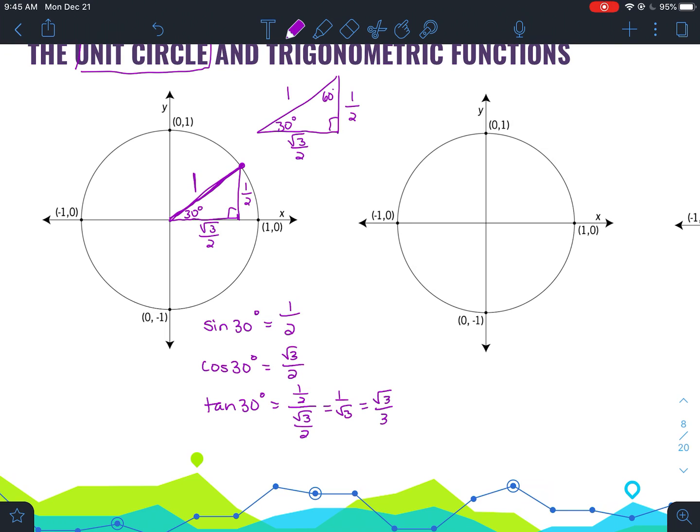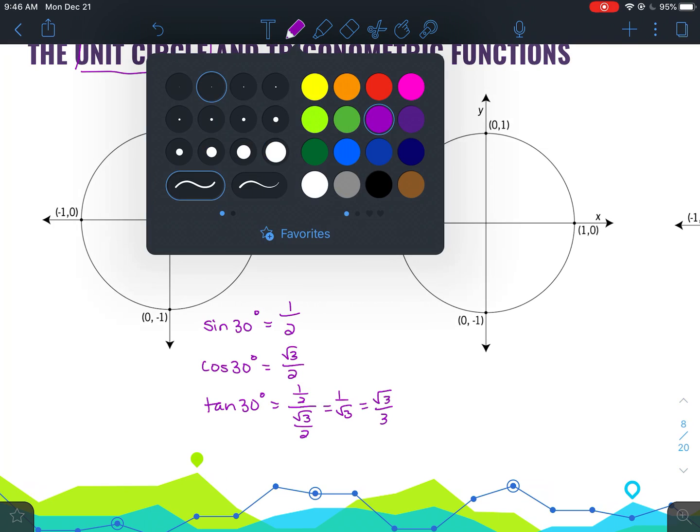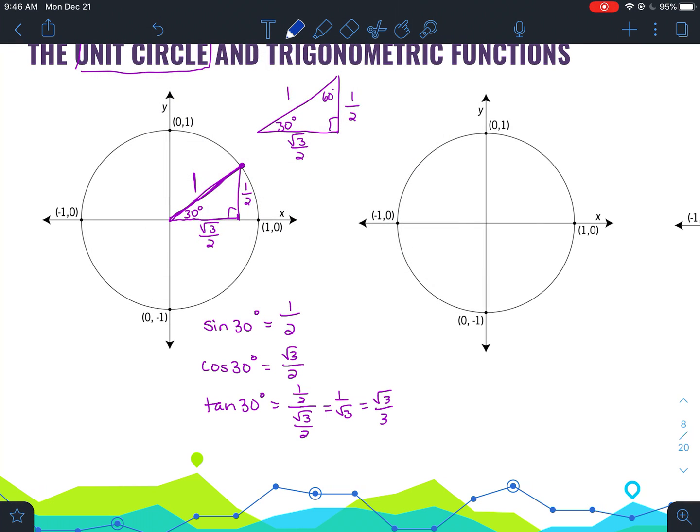So it'd be 1/2 over square root 3 over 2, which is 1 over square root 3. And if you rationalize, you get square root 3 over 3. And so that is the sine, cosine, and tangent of 30 degrees.